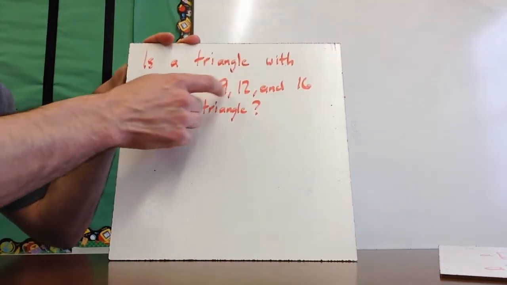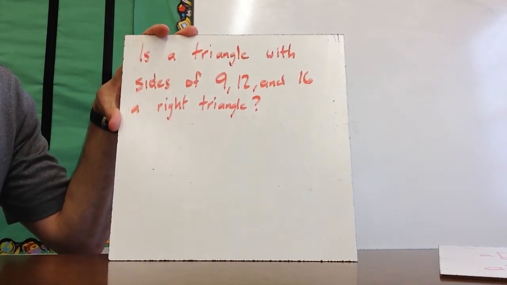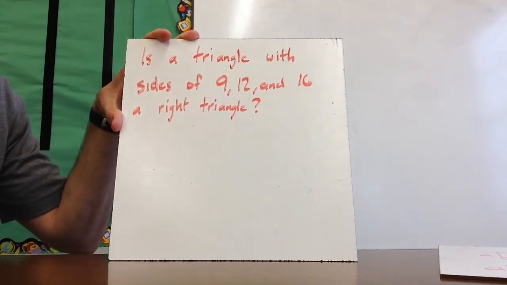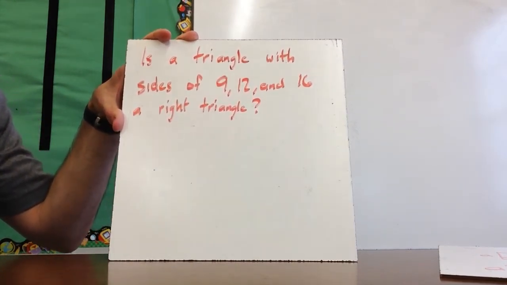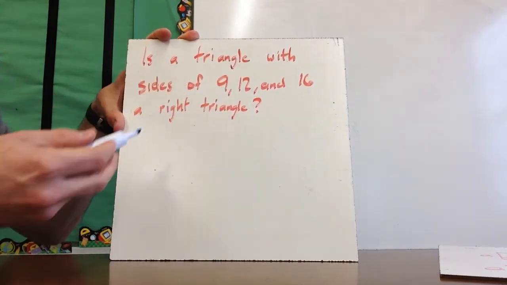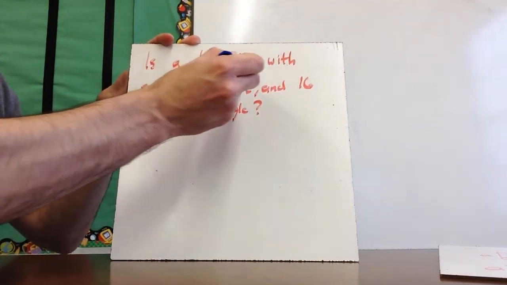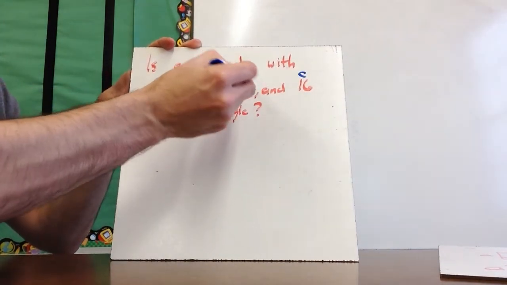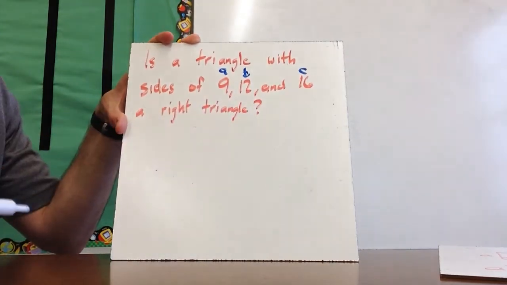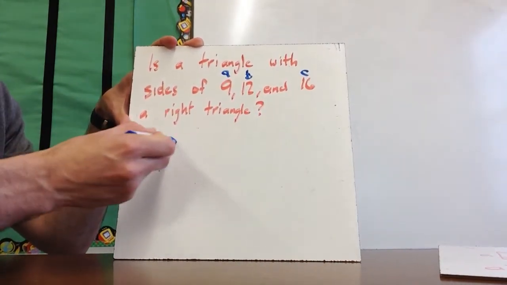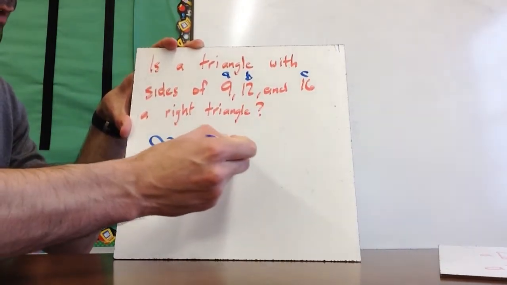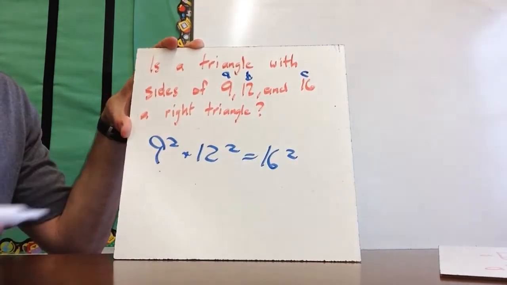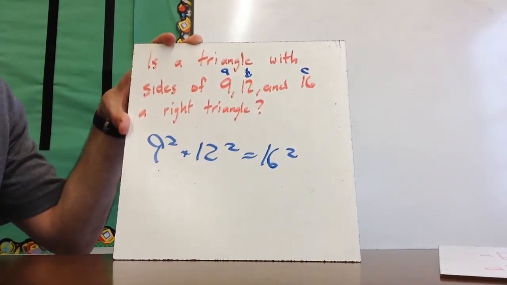Finally, keep in mind the Pythagorean theorem works with all right triangles. So if you are given three leg lengths, you can figure out if the triangle is right, because if the triangle is a right triangle, then the Pythagorean theorem would have to be true. If this were a right triangle, and I wanted to call this A, this B, and this C, remember C has to be the longest leg, so I know this one is C. It doesn't matter which one is A and which one is B, so this is going to be 9 squared plus 12 squared equals 16 squared. If this is true, then this is a right triangle.